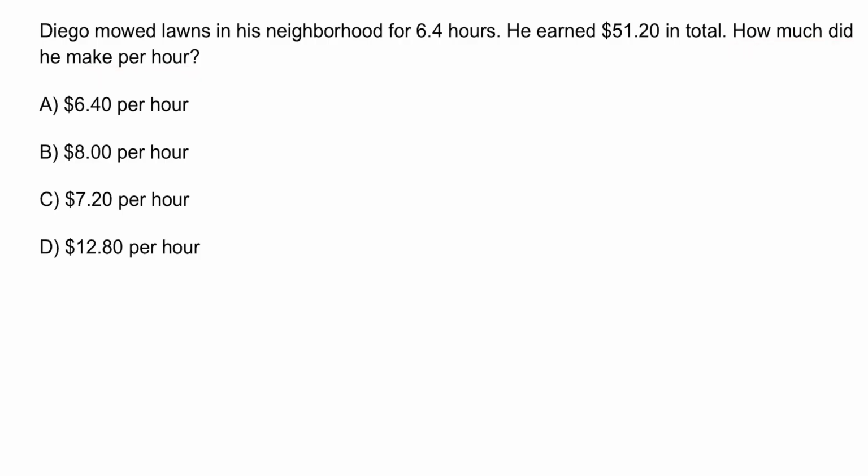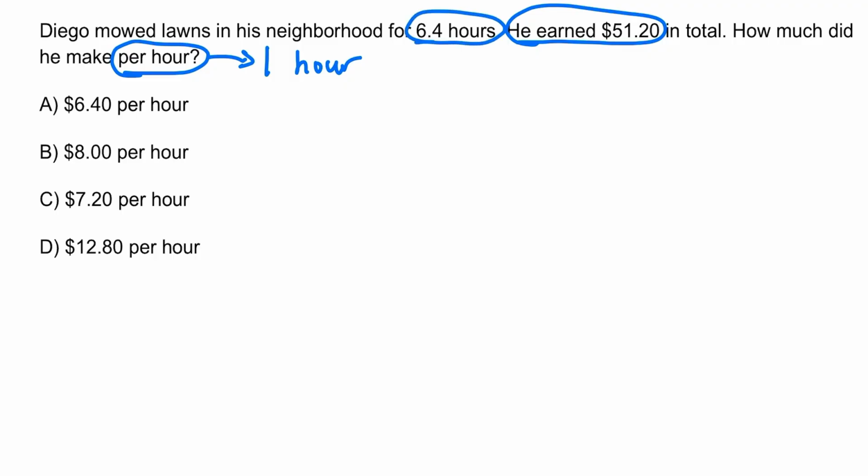Now, this is an important part here. Whenever they say per hour, you must know that they are talking about for every 1 hour. Okay. Now, we have $51.20 that he earned in total. I'm actually going to circle everything. So he earned this much money. He mowed for this many hours, and we want to know how much he earned for each hour.